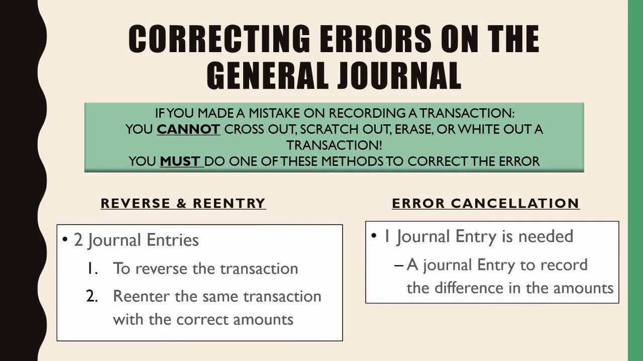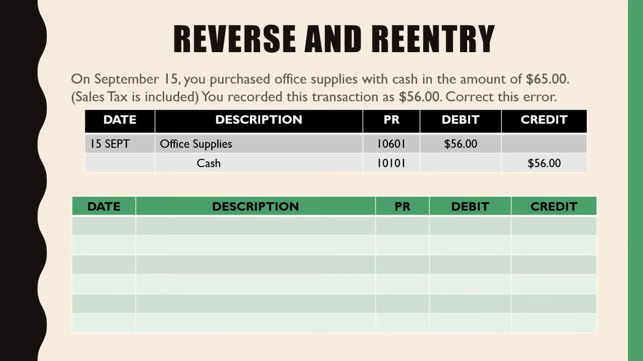Okay? So let's take a look at the first one, reverse and reentry. Suppose in this example that on September 15, you decide to purchase office supplies with cash, in the amount of $65. In this case, sales tax is not included. We'll talk about sales tax later on. But when you decided to come home and record this transaction, you actually recorded the transaction as $56, okay? So how am I going to correct this entry?